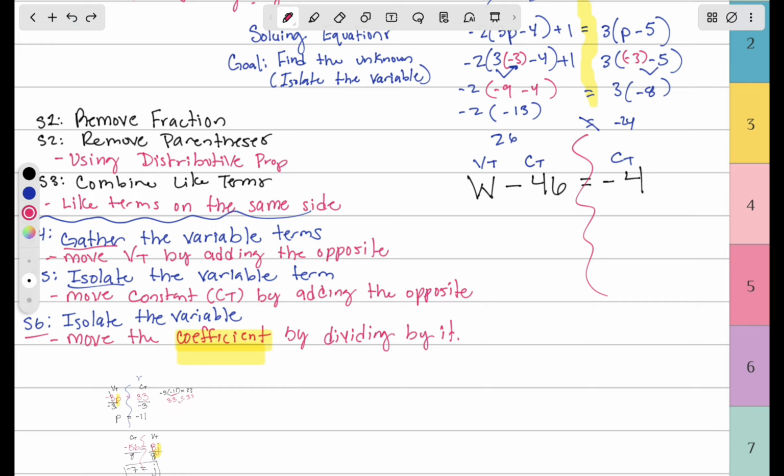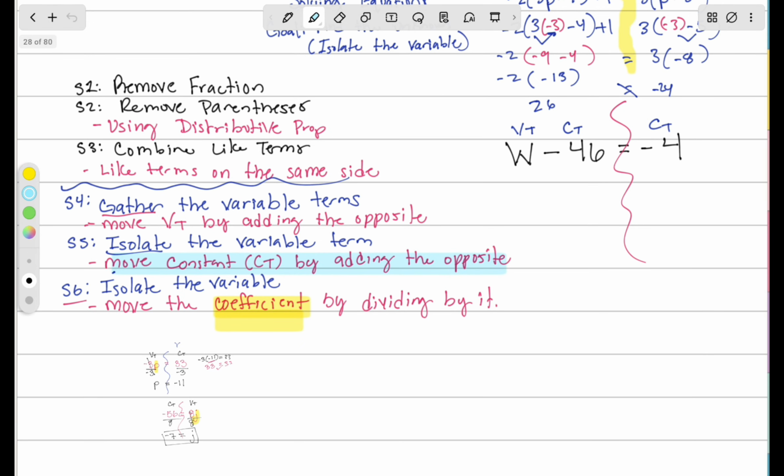Anyway, now, if you're trying to move the 46, once you know you're going to do rule 5, it says move the constant term by doing what? How do I say move a constant term? Add the opposite. That's okay. All right. So if you ever have to move a constant term, you can only move it by adding its opposite. There's no division when you're dealing with a constant term. So our constant term is negative 46. What's the opposite of a negative 46? Positive 46. Whatever you do to one side, you do to the other side.